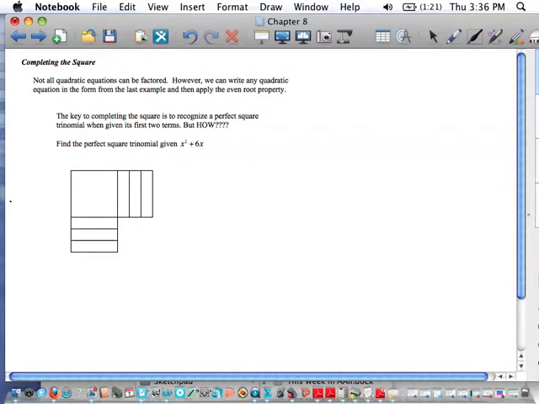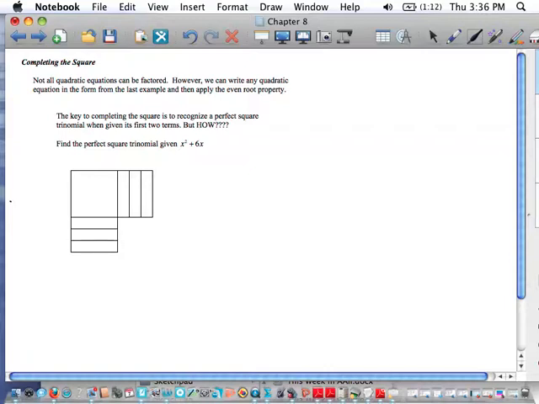Now, not all quadratic equations can be factored. However, we can write any quadratic equation in the form of the last example and then apply the even root property. And the process for doing that is called completing the square. The key to completing the square is to recognize a perfect square trinomial, and to get it in that form, what we literally do is geometrically complete the square.